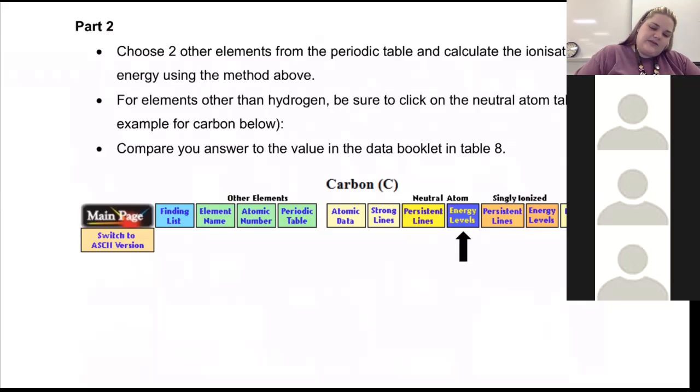The only thing it says is to be sure, when you go to the other elements, that you're clicking on the energy level that's underneath neutral atom. You don't want the one that's already been ionized, okay? And then it says compare your answer value to the data booklet in table 8.